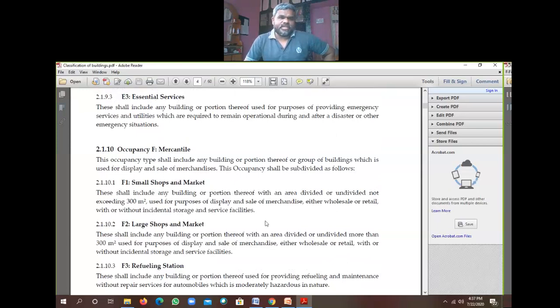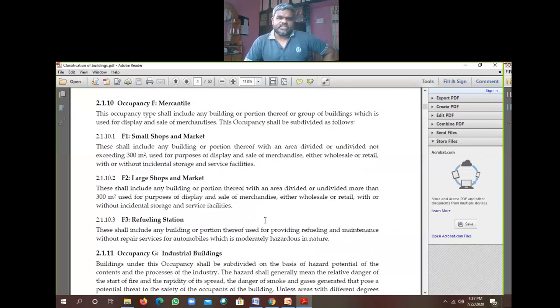These are the group E buildings. Next, group F buildings, the mercantile buildings. These shall include any building or portion thereof, or group of buildings, which is used for display and sale of merchandise. And these can be further subdivided into three: small shops and markets, large shops and markets, and refilling stations.